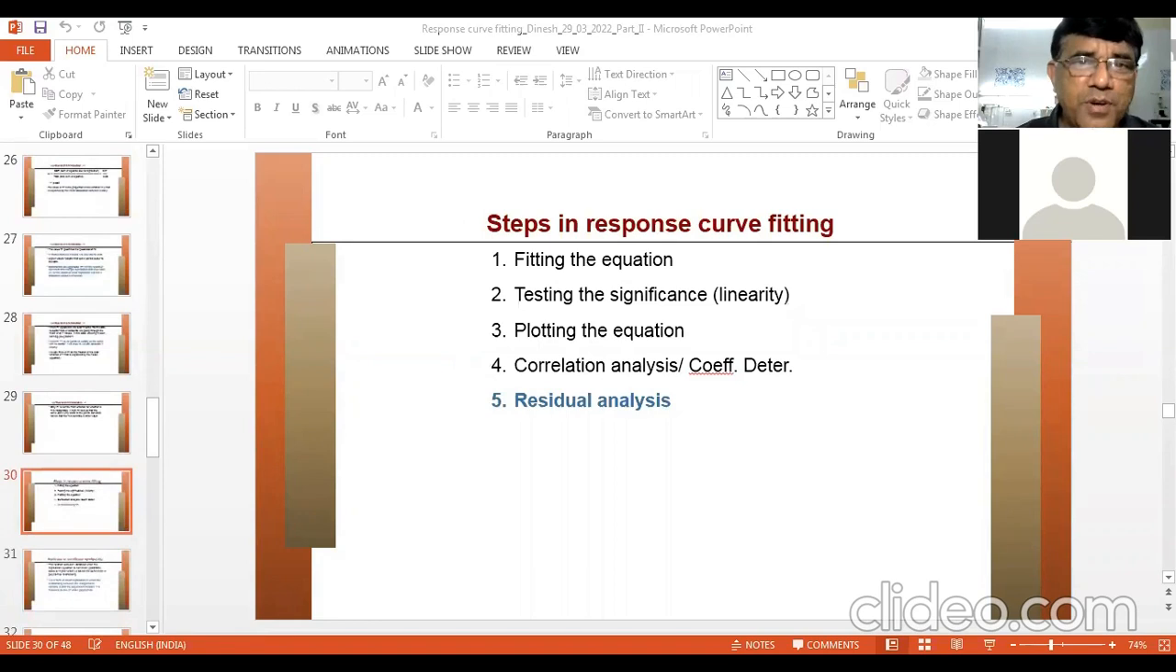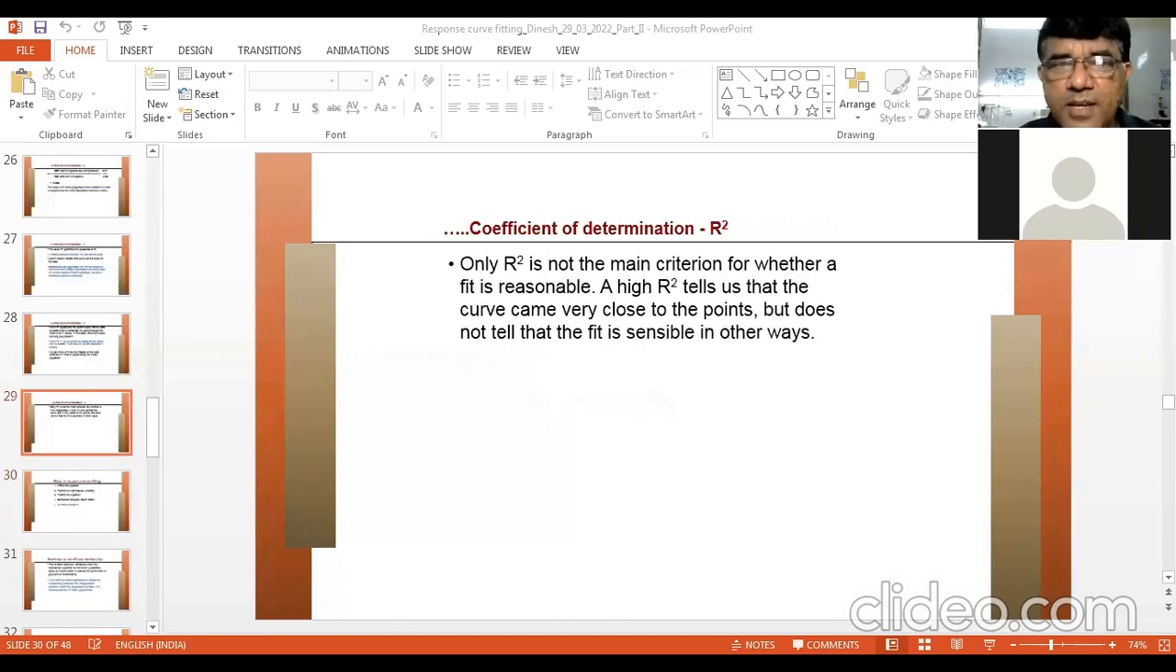Up to now, you have seen several steps, like fitting the equations, testing the significance, linearity, then plotting the equation. Then we have seen correlation analysis, correlation coefficient, and coefficient of determination. And one more step is there, which is known as residual analysis. You have two kinds of data. One is your observed data, which is recorded from the field. The other is your predicted data.